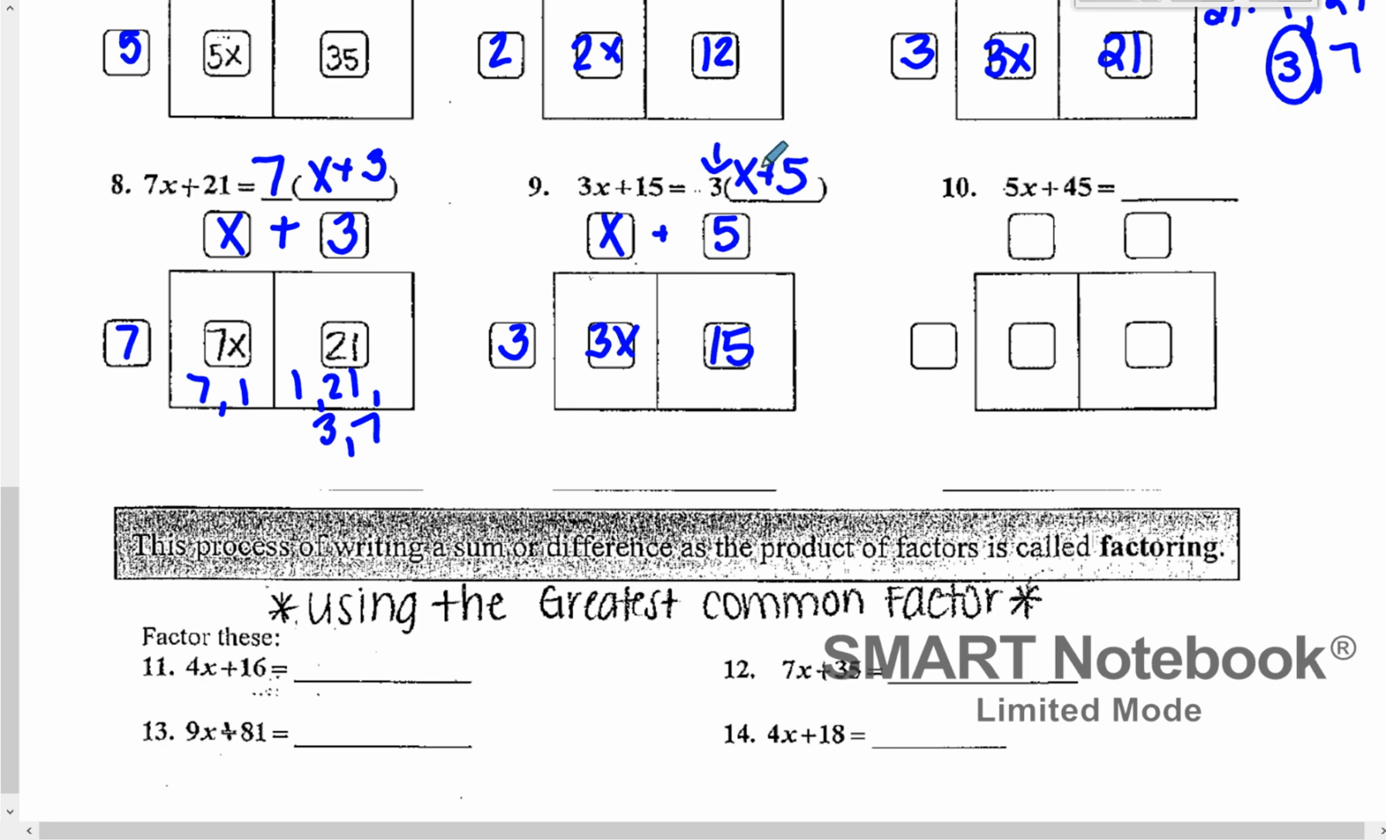All right, so when we pull out that 3, we have 3 times what gives us 3x? That's an x. 3 times what gives us 15? That's a 5. So 3 times quantity x plus 5 is our answer.